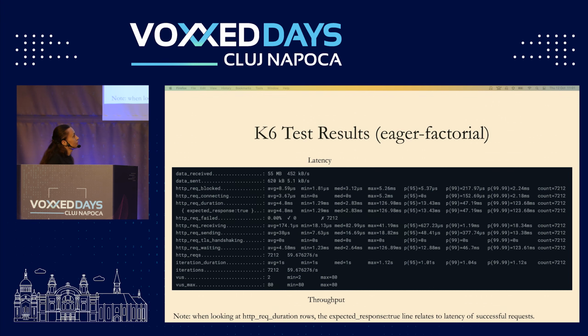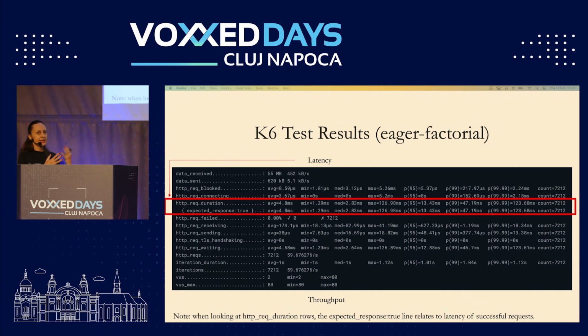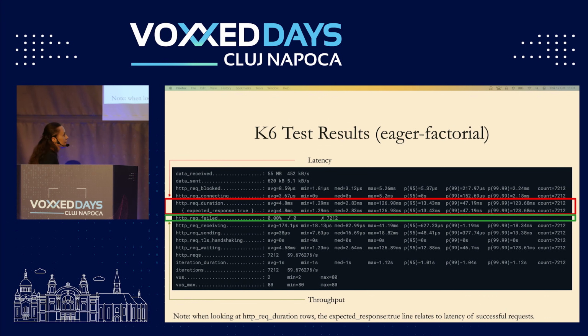If we look at the results on the eager factorial, remember that earlier we had something like 80 milliseconds for the average duration of my requests. Now, in this case, we have an average duration of requests of 4.8 milliseconds, so that fast. And of course, because we served requests this way, we get more throughput. So overall, it seems like the best results by default for the CPU intensive application.